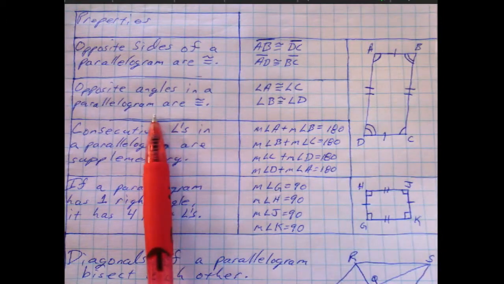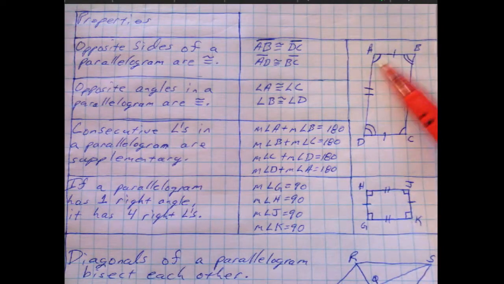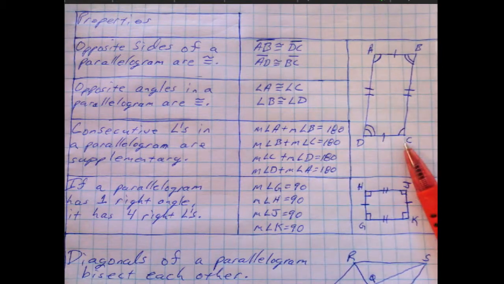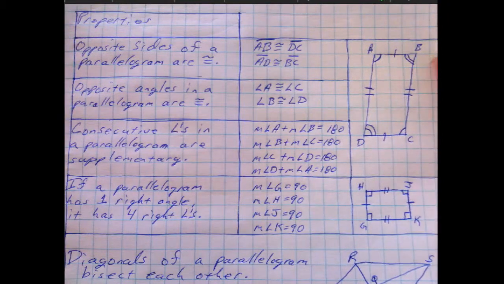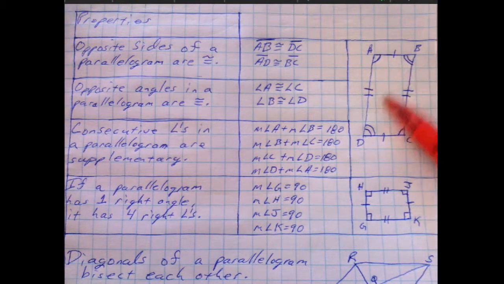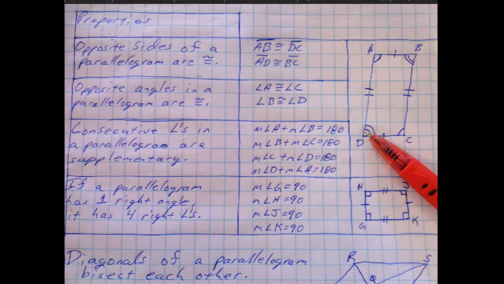The next property says that opposite angles in a parallelogram are congruent. So now we're looking at the angles. So we have angle A, and then the one opposite of that, straight across, would be angle C. Those are going to be the same size. And then we have angle B, and the one opposite of that, which is D. Those are going to be the same size.